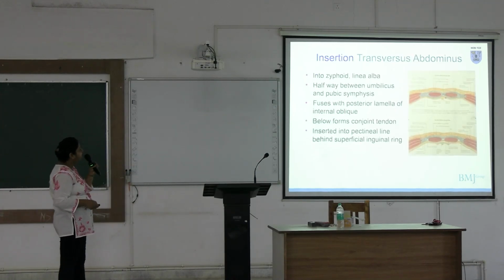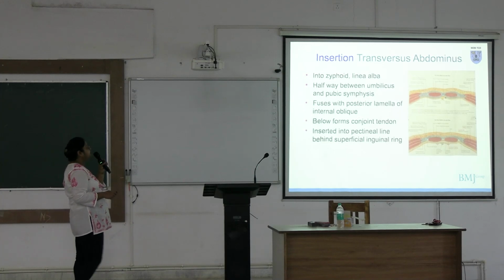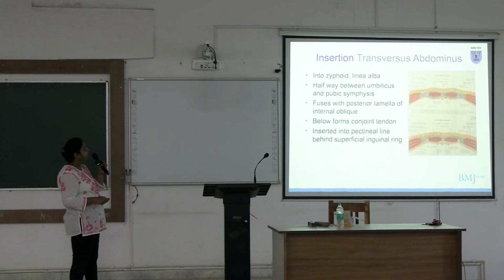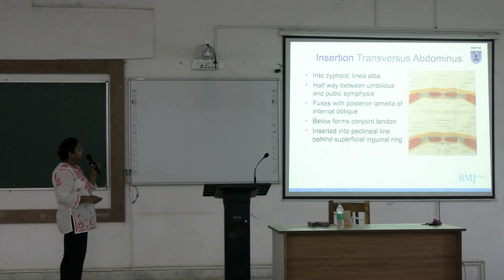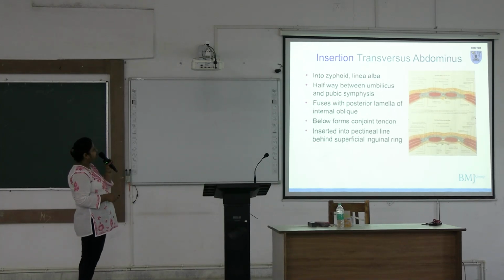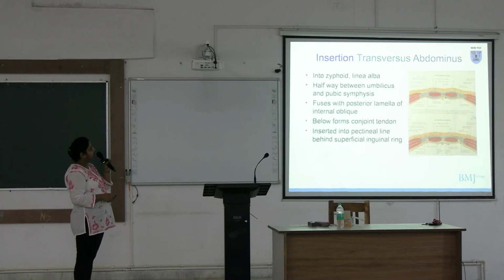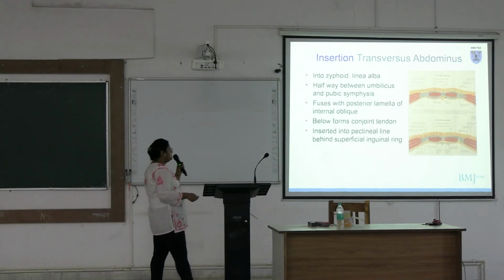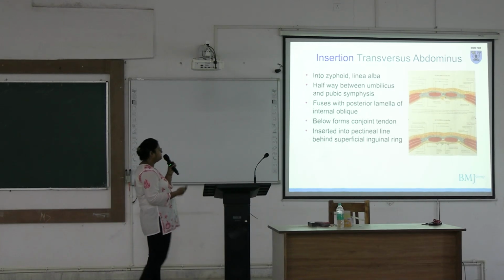And insertion is into the xiphoid process, linea alba, halfway between the umbilicus and pubic symphysis, and then it joins with the internal oblique. The posterior lamella joins with the internal oblique below and forms the conjoint tendon near the inguinal region, and is inserted into the pectineal line behind the superficial inguinal ring.